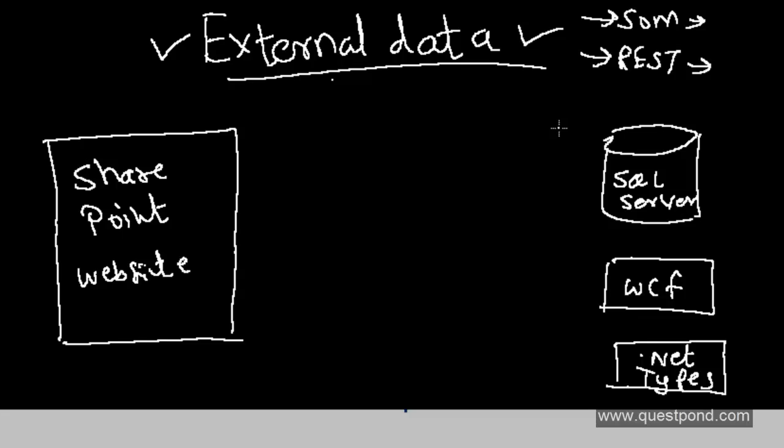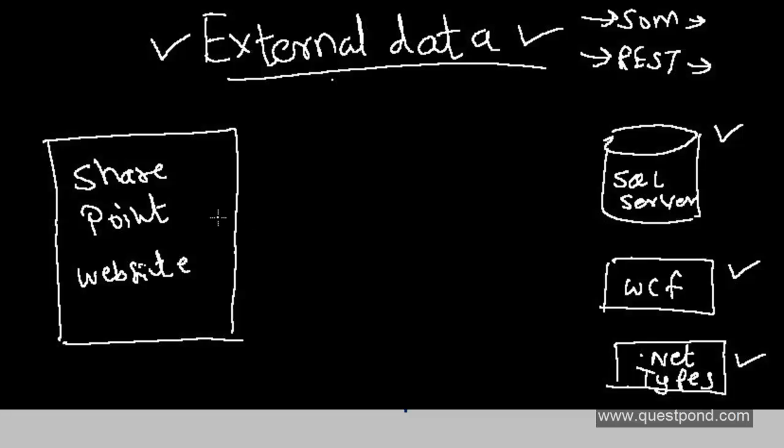But if you want SharePoint to go and pull data, then you need to use BCS, that is Business Connectivity Services. Currently, BCS can fetch data from three different kinds of sources. One is SQL Server, the second is WCF services, and the third is .NET types. Now we'll do a simple practical of connecting SharePoint to SQL Server using Business Connectivity Services.